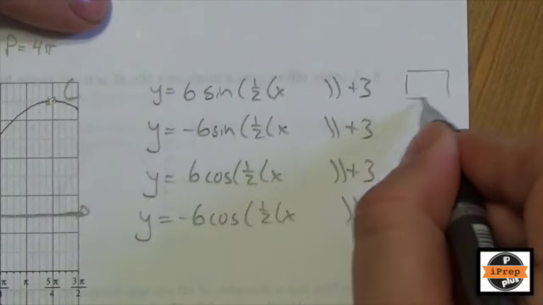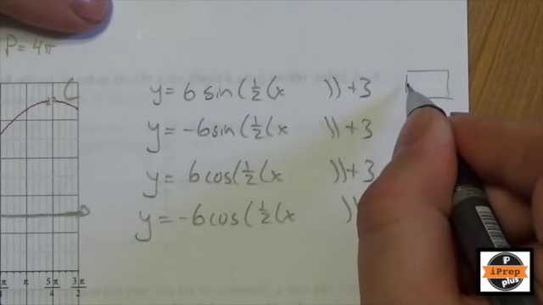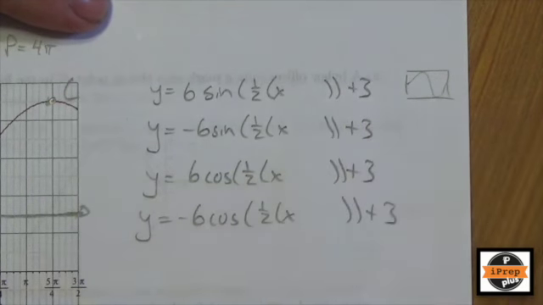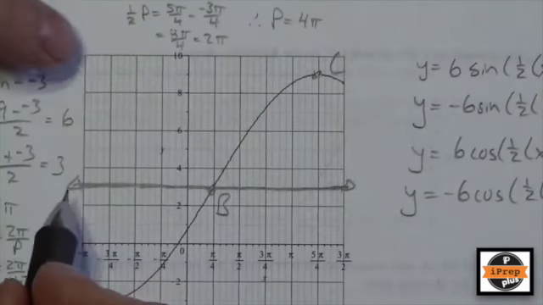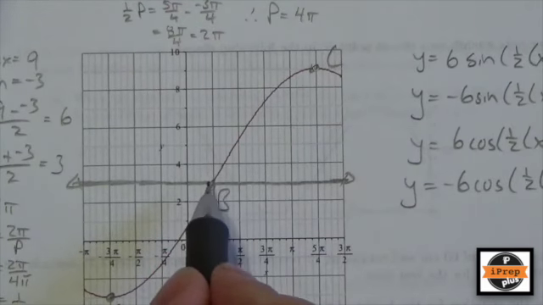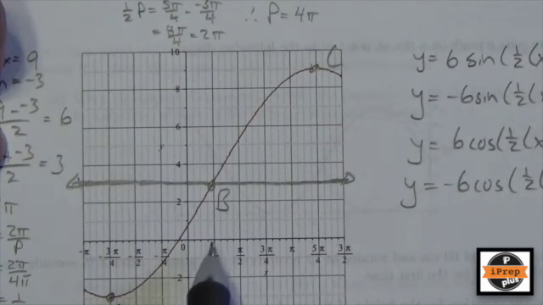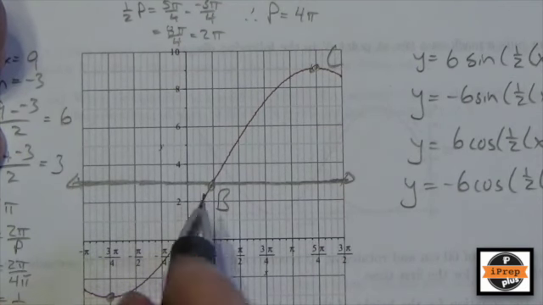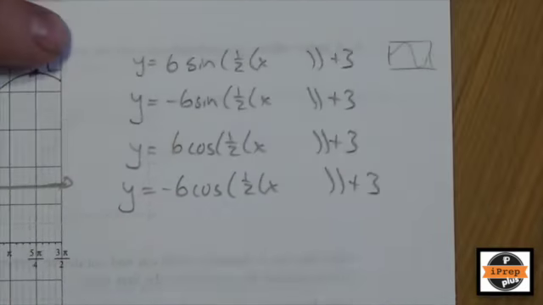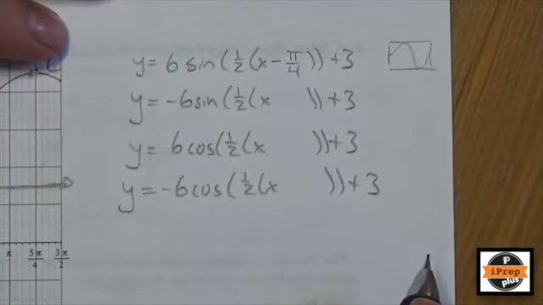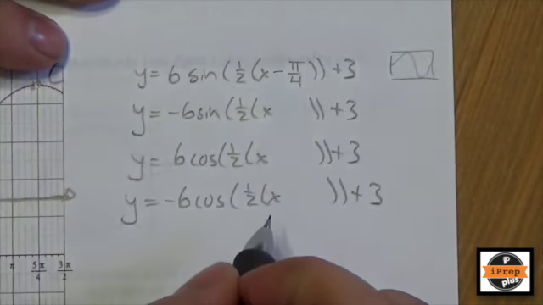Sine starts at the middle and goes up, and then comes down and goes back up again. So it starts along that middle line and goes up. That's got to be B, and it goes up. So B is the starting point here. I can read that off. That's pi over 4 units to the right, and I would write that in the equation as minus pi over 4. So there's my first equation.